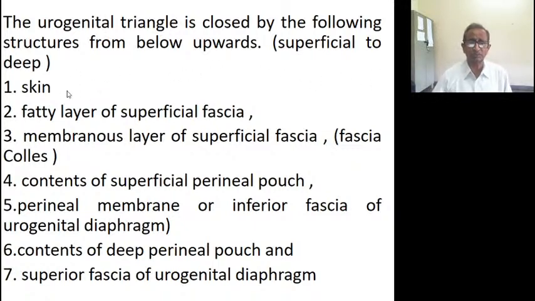The lowermost or superficial is the skin, then fatty layer of superficial fascia, then membranous layer of superficial fascia, fascia colles, contents of superficial perineal pouch, perineal membrane or inferior fascia of urogenital diaphragm, then contents of deep perineal pouch and superior fascia of urogenital diaphragm. The superficial perineal pouch contains the muscles and certain vessels, and the contents of the deep perineal pouch are nothing but the urogenital diaphragm.